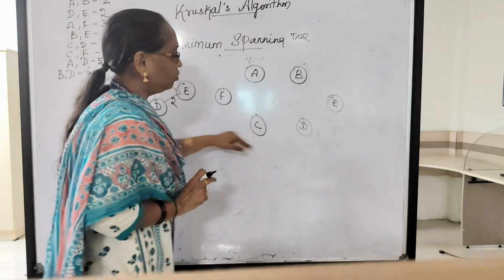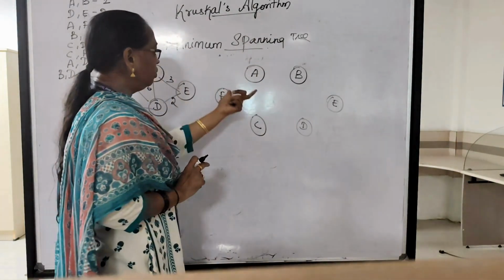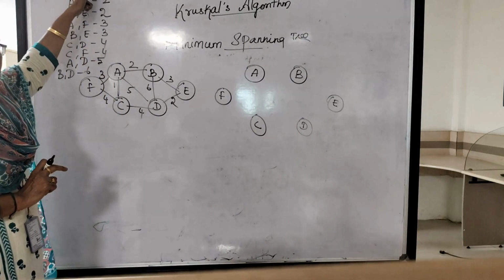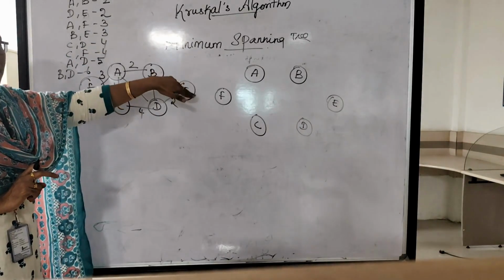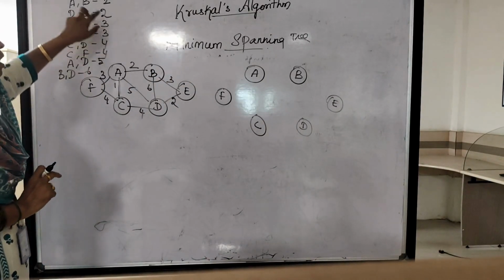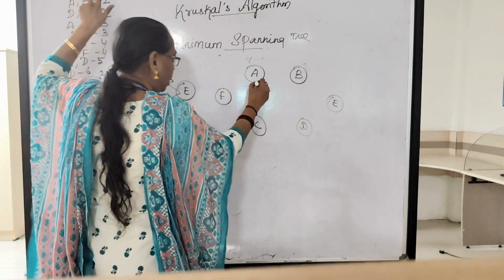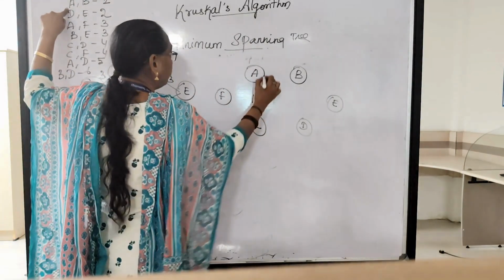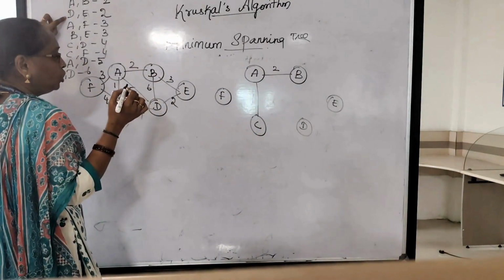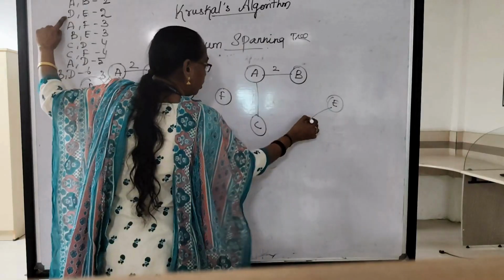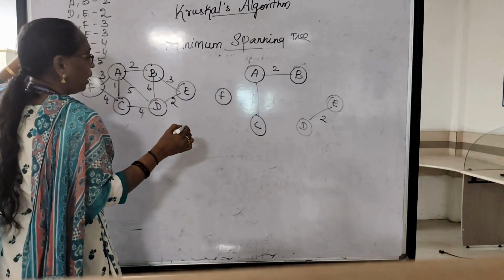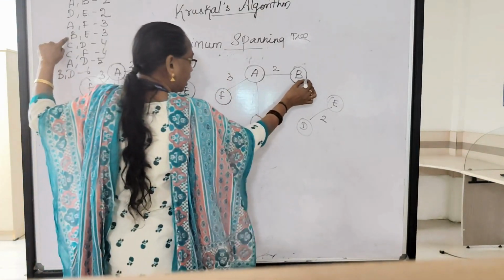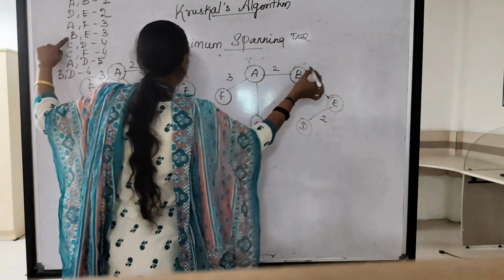Then I have the empty vertices here. Now I have to include the edges one after another, taking the minimum cost edge to be included without creating a cycle. If it creates a cycle, I should ignore that edge. So A to C, I'm including, it's not creating a cycle. A to B, I'm including, it's not creating a cycle. D to E, I'm including, it's not creating a cycle. A to F, I'm including, it's not creating a cycle. B to E, I'm including, it's not creating a cycle.